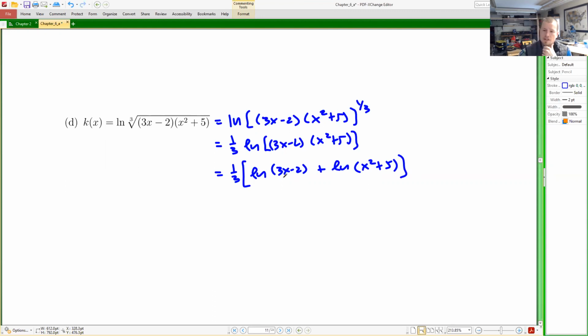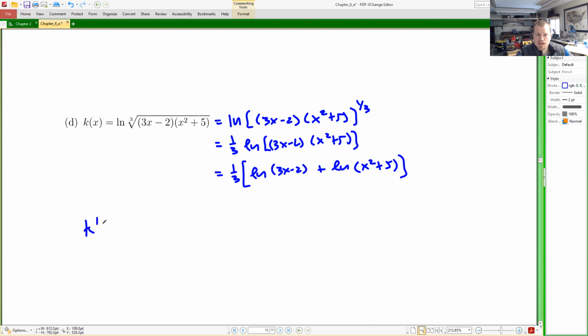Of course, this polynomial inside I cannot do anything with because it's combined using subtraction. And then I can't do anything here because the x squared is combined by addition with the 5. So there's no splitting that can occur there. But now what I have are pieces that look very, very easy.